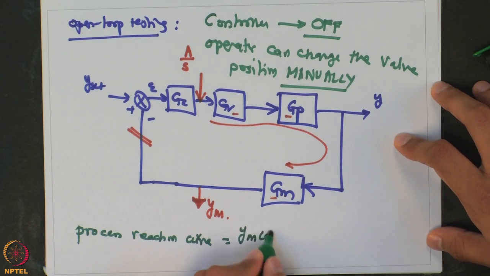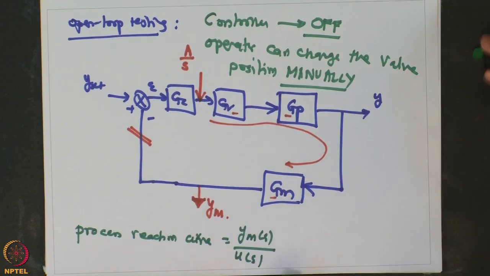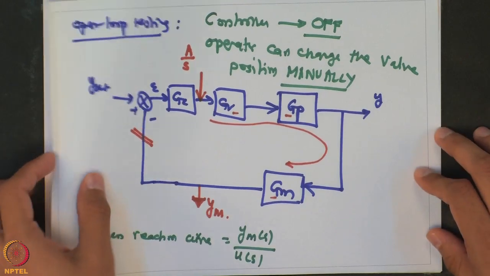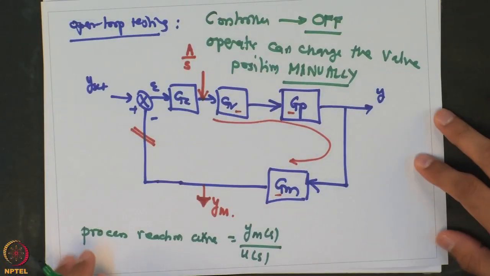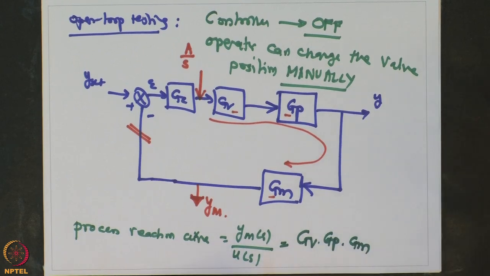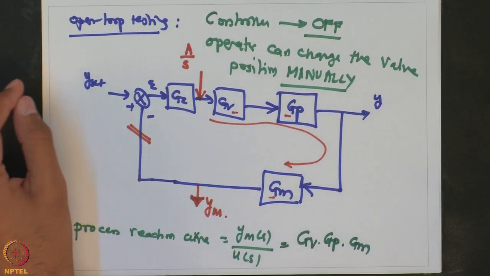So what we are interested in is how this measured output changes as a function of the valve opening, and this is obtained for a real process, which is nothing but a product of GV, GP and GM. So if you have these three quantities, you can also generate the process reaction curve even though you do not have an actual plant for which you want to do the open loop testing.